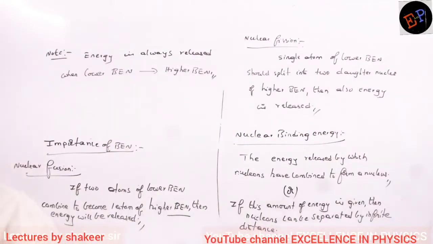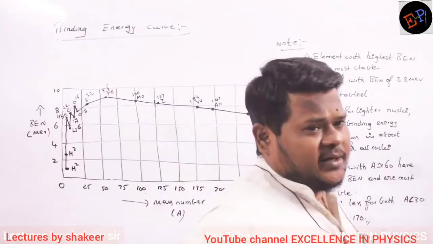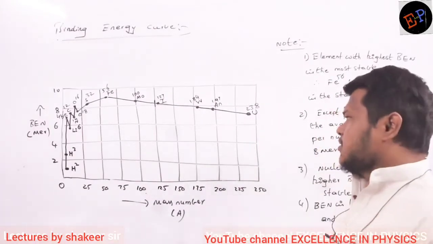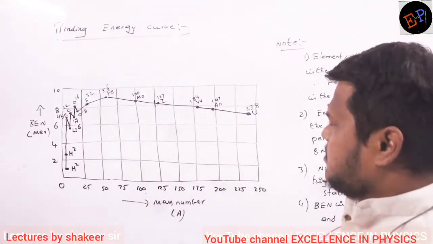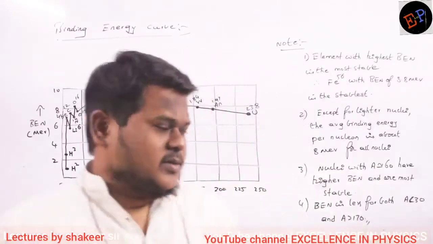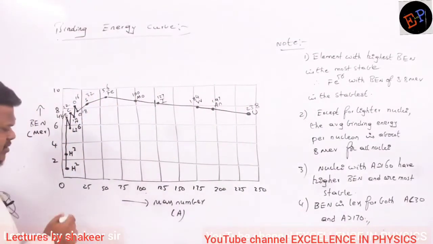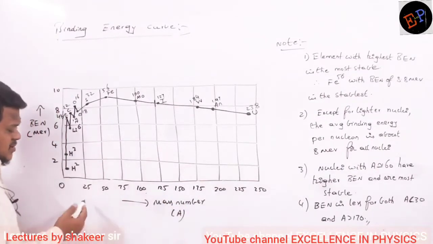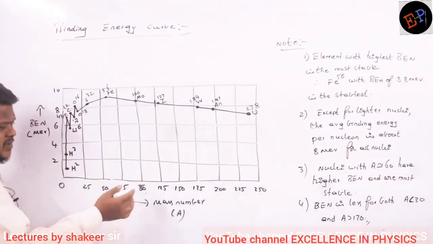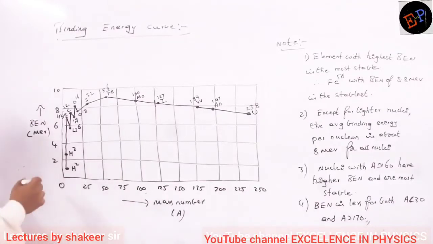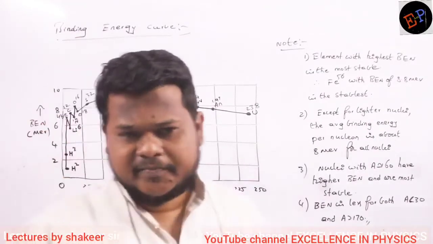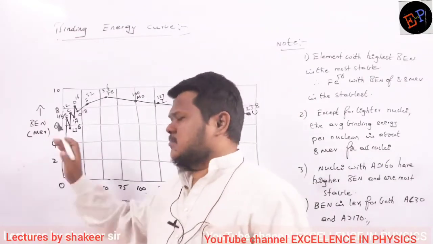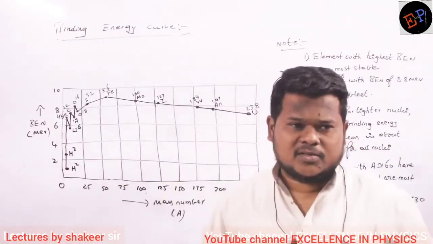Understood? So this is the binding energy curve. We have represented all the important elements here. Okay, now see. On the x-axis we are taking atomic mass, or you can say mass number: 20, 50, 75, 100 like this. And on the y-axis we are taking binding energy per nucleon, BEN, in million electron volts or mega electron volts.